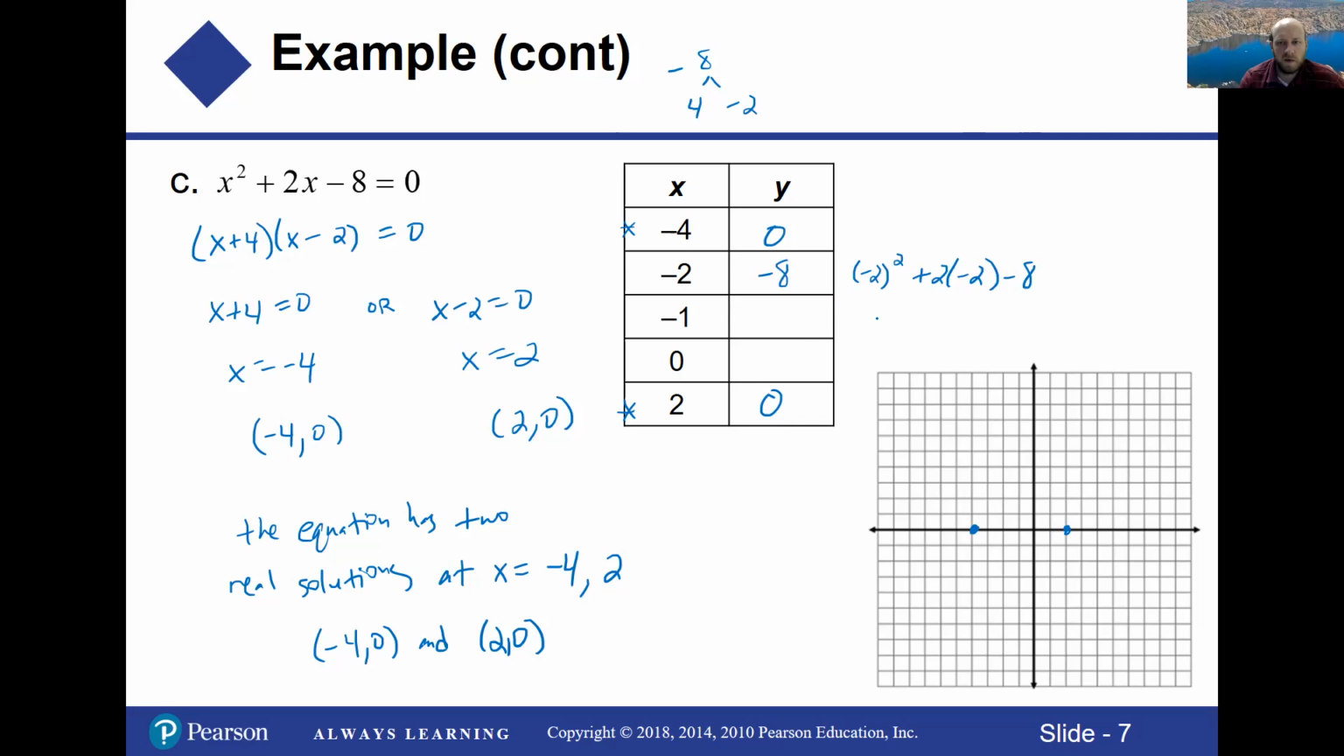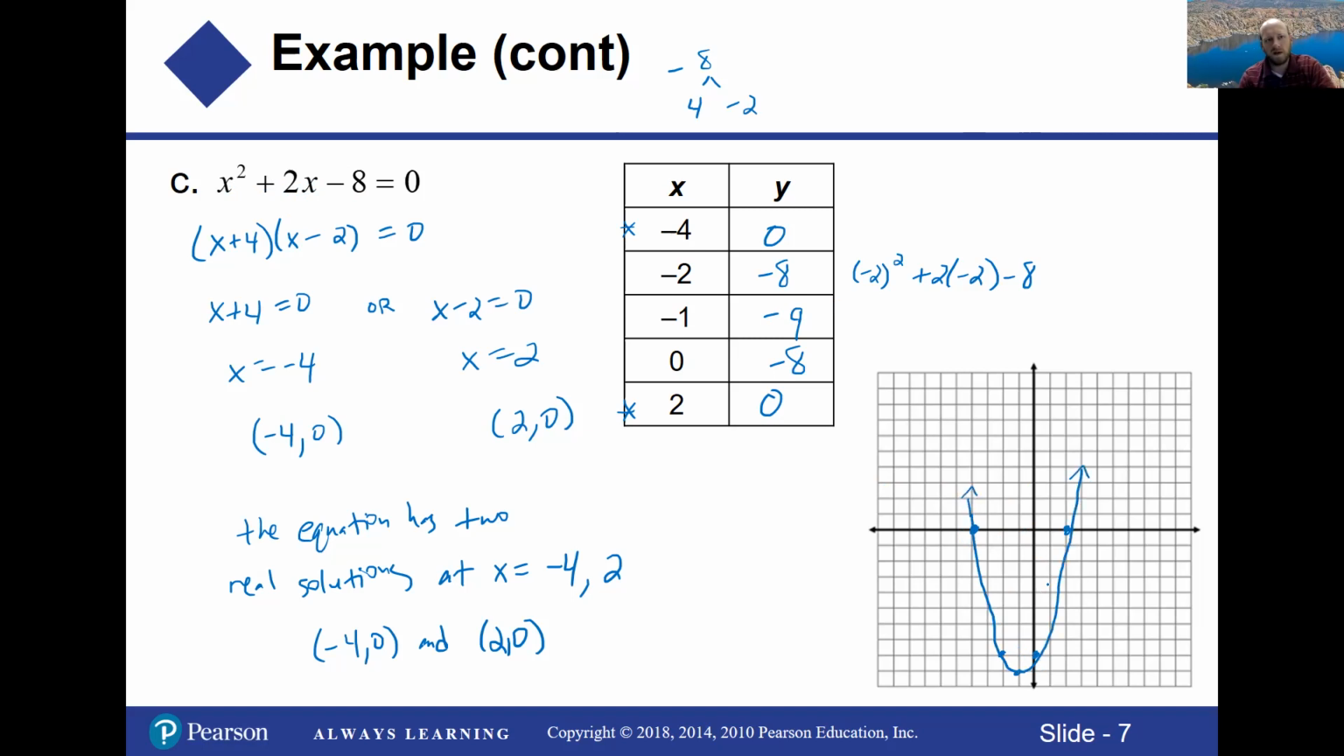-1 squared is 1 plus, let's see, -2 minus 8. So that's going to be -9. And then this one, if we just plug in 0, well, 0 plus 0 minus 8 is -8. So I'm going to have points here at -2, -8, -1, -9, and then 0, -8. So this parabola quadratic is going to look like so. Okay. And it makes sense.